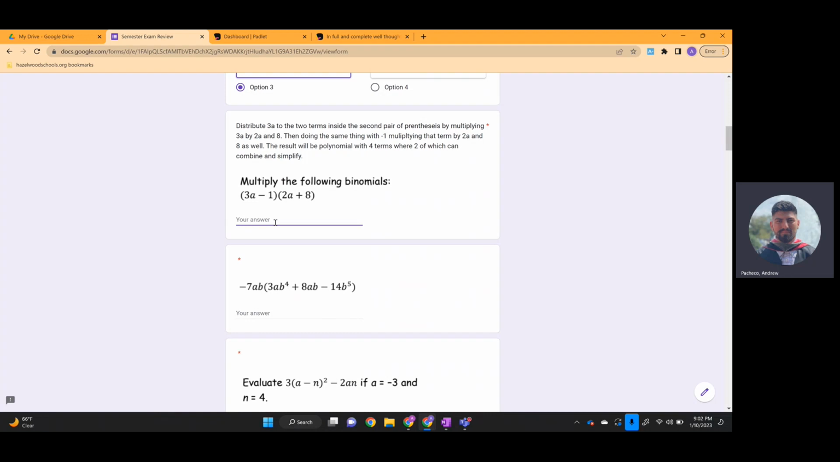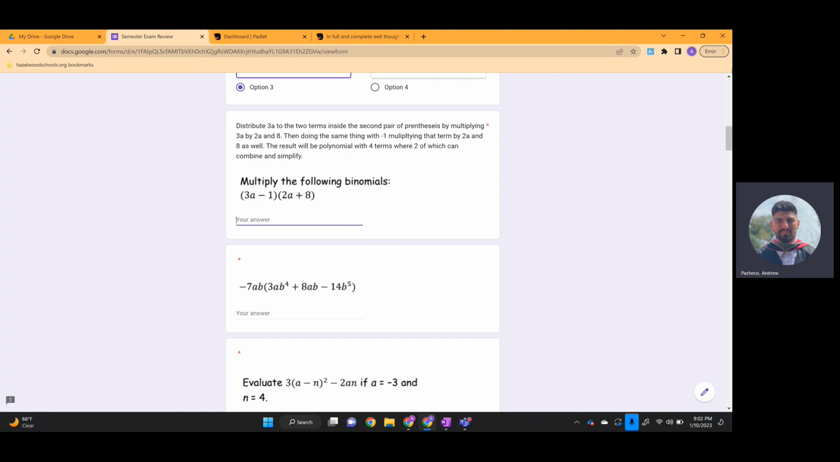So in my explanation, I did distribute 3a. So I start with 3a. I distribute 3a to the two terms inside the second pair of parentheses. And I don't even know if I spelled parentheses right. I'm pretty sure that's horribly wrong. And I spelled multiplying wrong as well. I apologize about my misspelling. I was kind of writing it in a hurry, and I really like to use autocorrect.